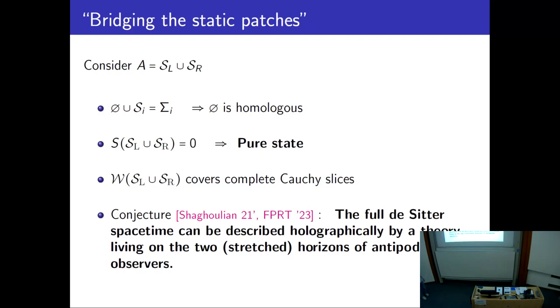And we also find that the entanglement wedge of the two screens covers at least one complete Cauchy slice of the space-time. So in other words, the two screens not only encode their own static patch, but they also encode the region that connects the static patches. So this leads to the conjecture that not only the two static patches are encoded on the cosmological horizons, but the full space-time should be described by a holographic quantum theory defined on these two cosmological horizons.